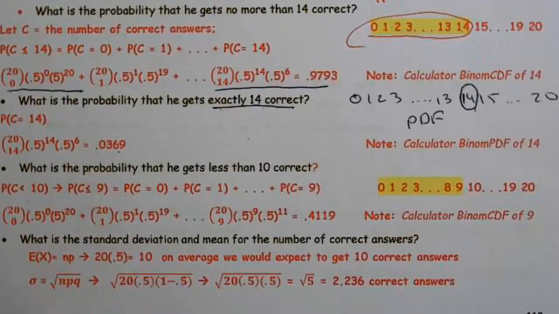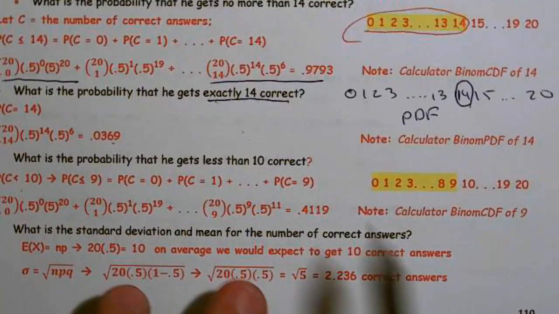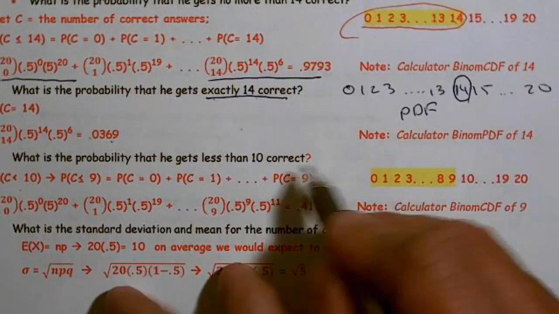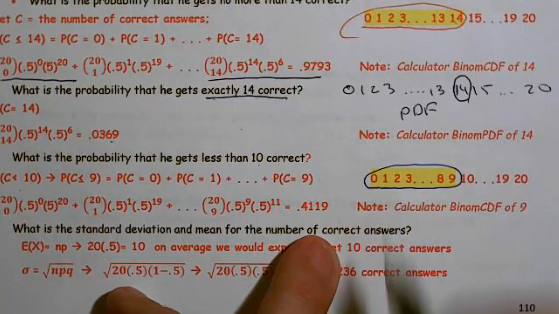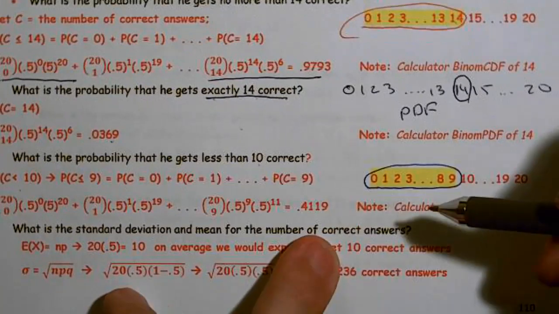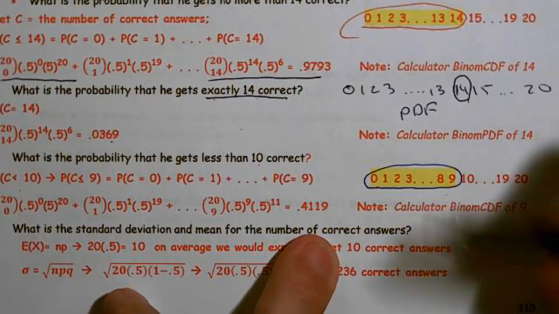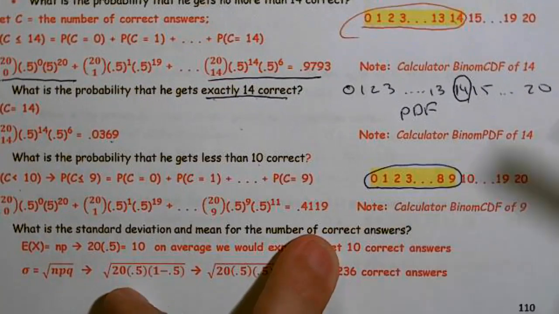What's the probability that he gets less than 10? Be careful. That means less than 10, so I need to circle these numbers. And by the way, you do not have to make a number line, but I find that students that do tend to score better. So you may want to do that.